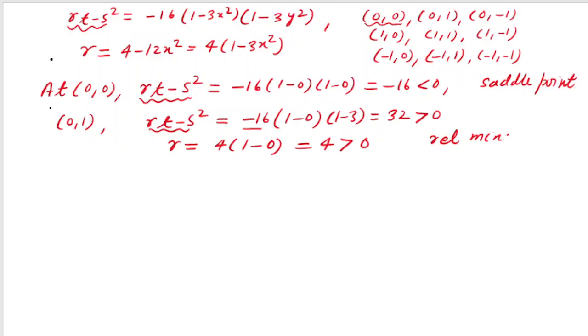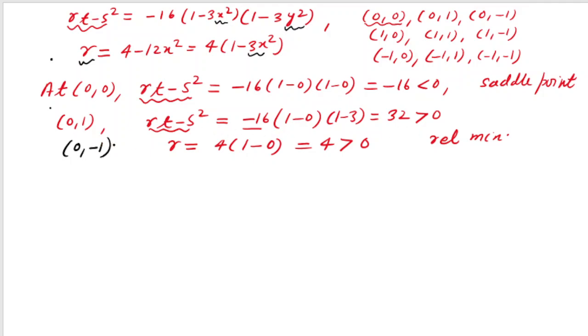But I want you to note a very important thing here, that if you look at the rt minus s square expression, it contains x square term and it contains y square term. So if I take x is equal to 1 or minus 1, the value will not change. And R also has x square term. So if I take x 1 or minus 1, it will not make any difference. So the point I am trying to highlight is that for 0, comma 1 and for 0, comma minus 1 also, the expression will remain same.